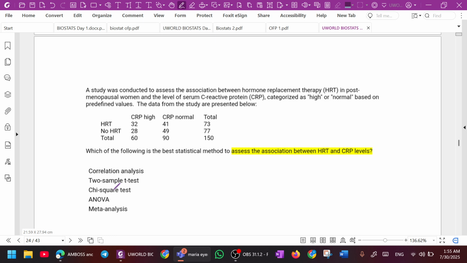A study was conducted to assess the association between HRT in postmenopausal women and the level of serum C-reactive protein, categorized as high or normal based on predefined values. The data is from the study. Which of the following is the best statistical method to assess the association between HRT and CRP level?